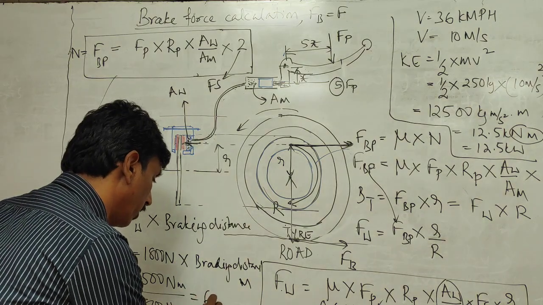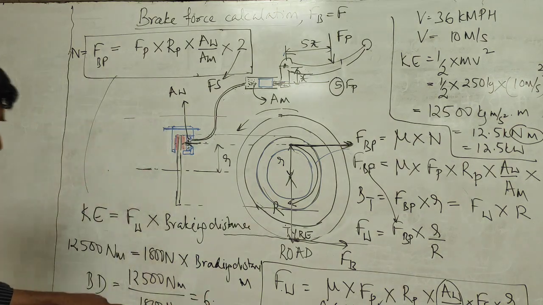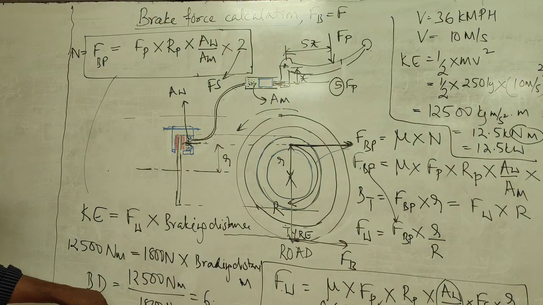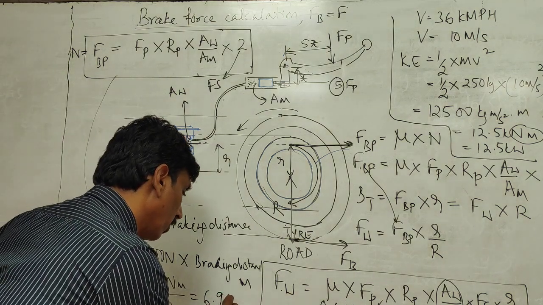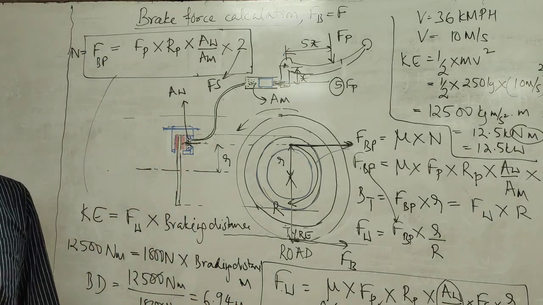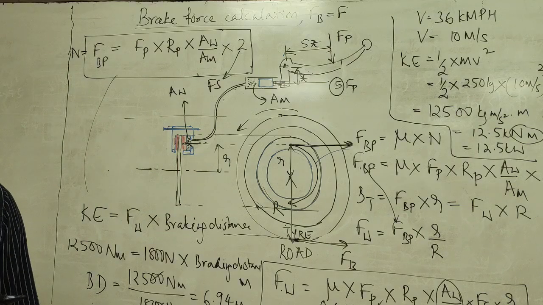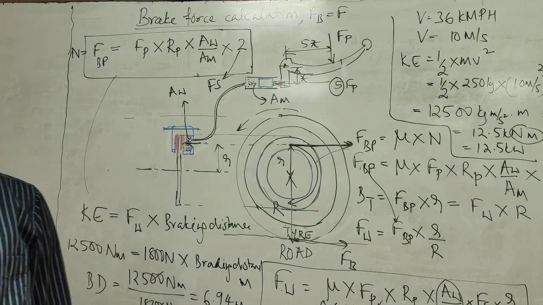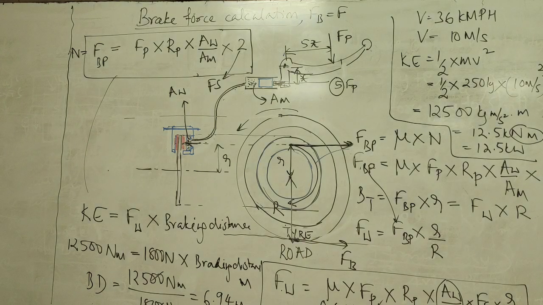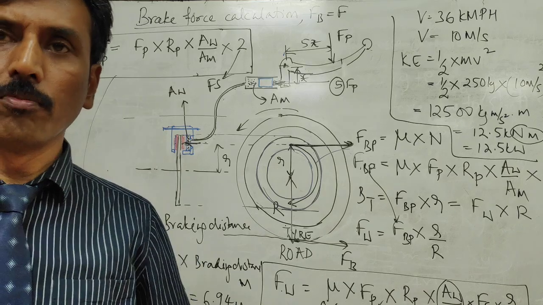6.94. 6.94 meter. No man, I think it's just that. Is it the right value? So these two zeros cancel, so it is 6.94 meters. Is it a meaningful value? 6.94 meters means from here to there. Do you need so much distance to brake? 6.94 meters is almost the width of our classroom.